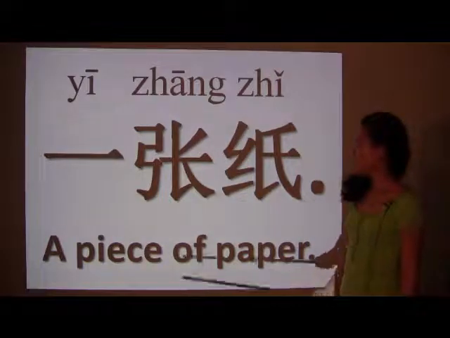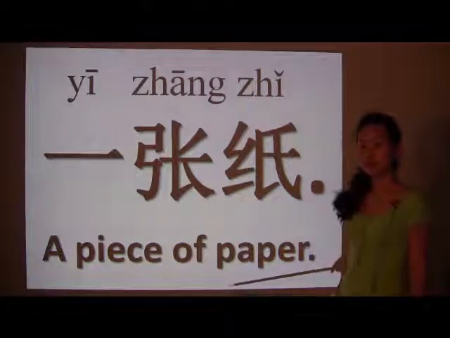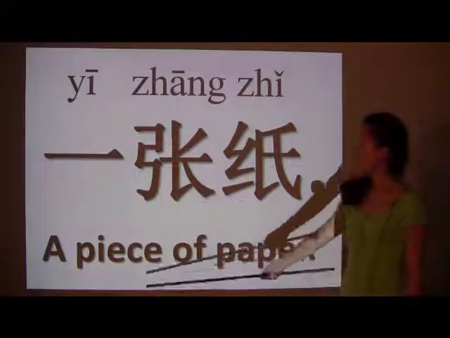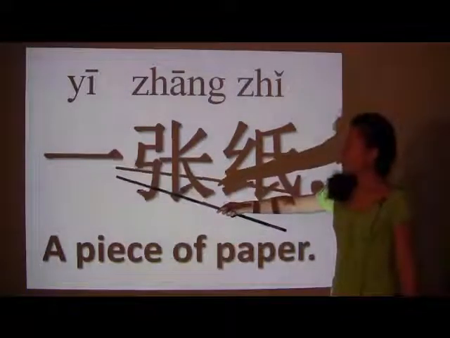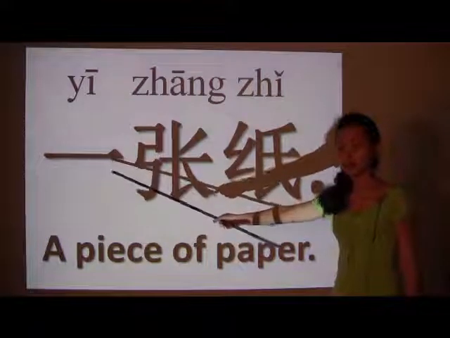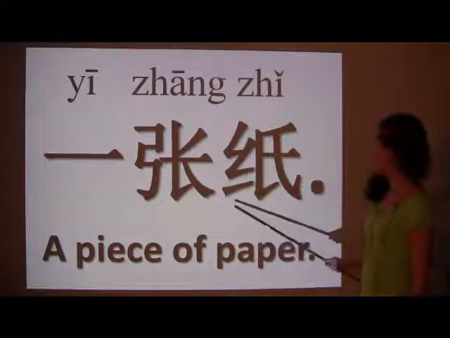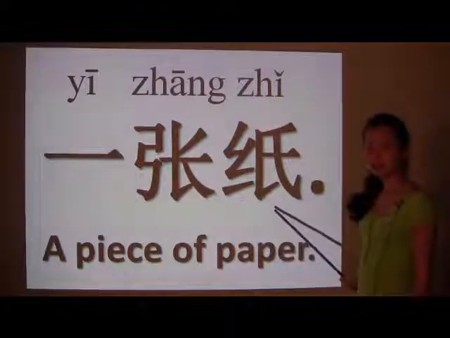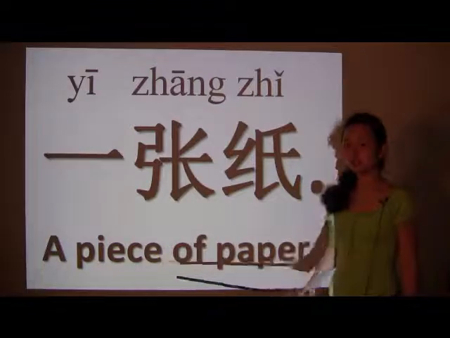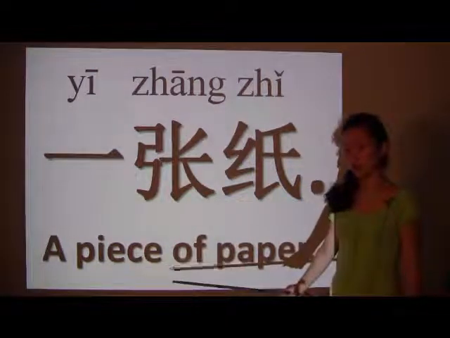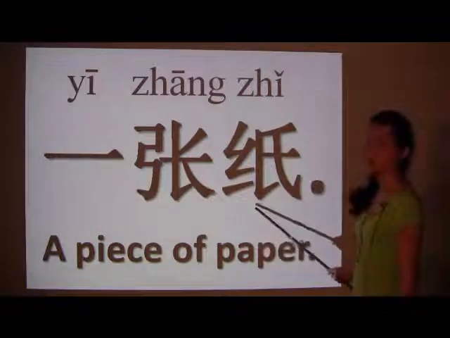For example, you want to say a piece of paper. Paper, we just went over, has the article 张, and you're saying a piece, so only one. So you don't need to change 一. When you put it together, you say 一张纸, and 纸 is the Chinese character for paper. So you are saying a piece of paper, one piece of paper, 一张纸.